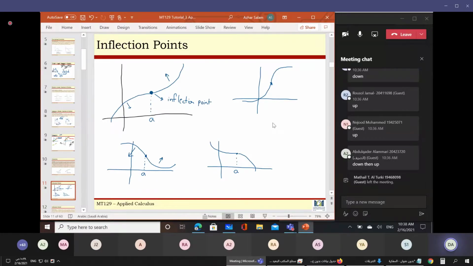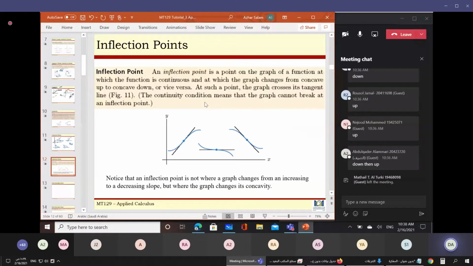Okay, how to find the inflection point? I find f double dash, or the second derivative, and find its zeros. The zeros of the second derivative are not necessarily inflection points. Okay, this is how to find inflection points. We will take examples later on how to check whether the zeros of the second derivative are inflection points or not. Now we only take the definition.